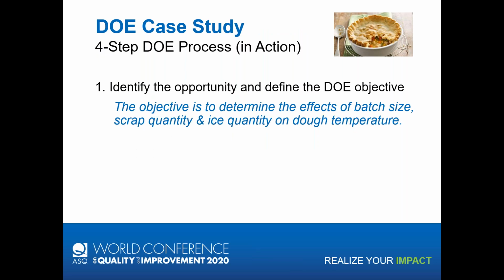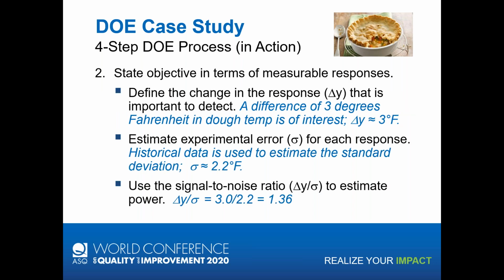All right, so number 1 in our 4-step process is to write down our objective. What are we trying to do? So the objective is to determine the effects of the dough batch size, the scrap quantity, and the ice quantity on dough temperature. Okay, pretty straightforward.